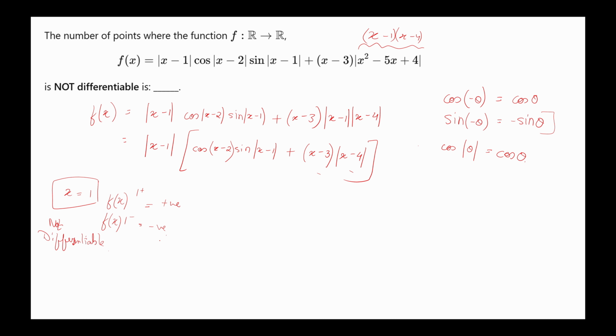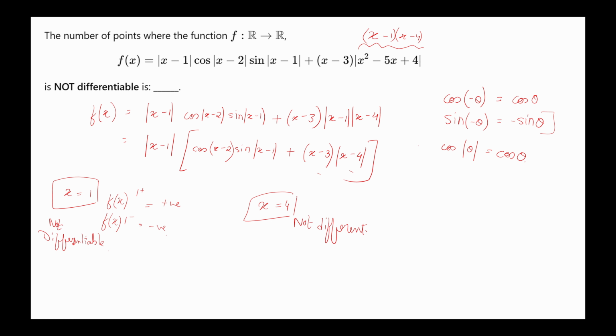At x equals 1. Now for x equals 4. If I check at x equals 4, again the same thing. You can see that this is going to open up as positive when x is a little greater than 4, which is 4 plus. And for 4 minus it is going to come out to be negative. That means my entire value would be different. And again I can say it is not differentiable at this point as well.